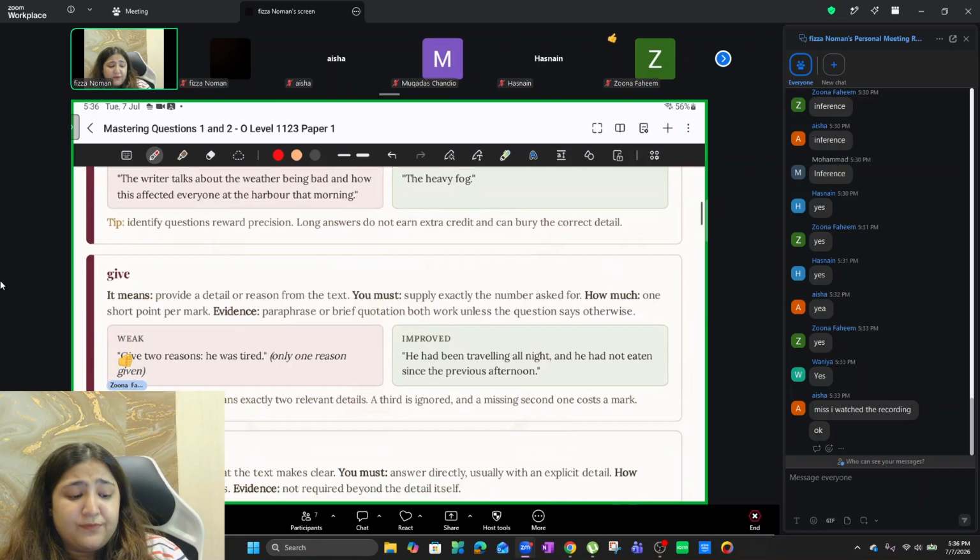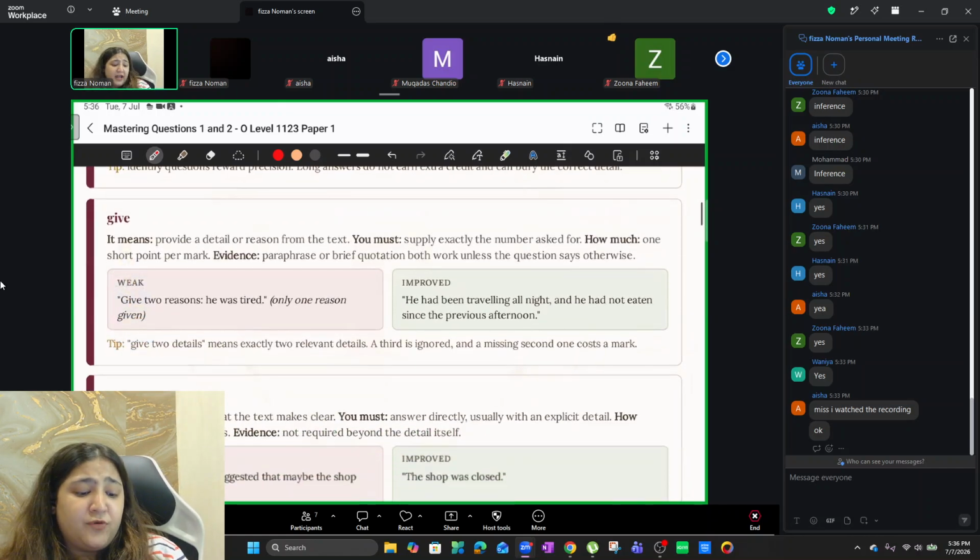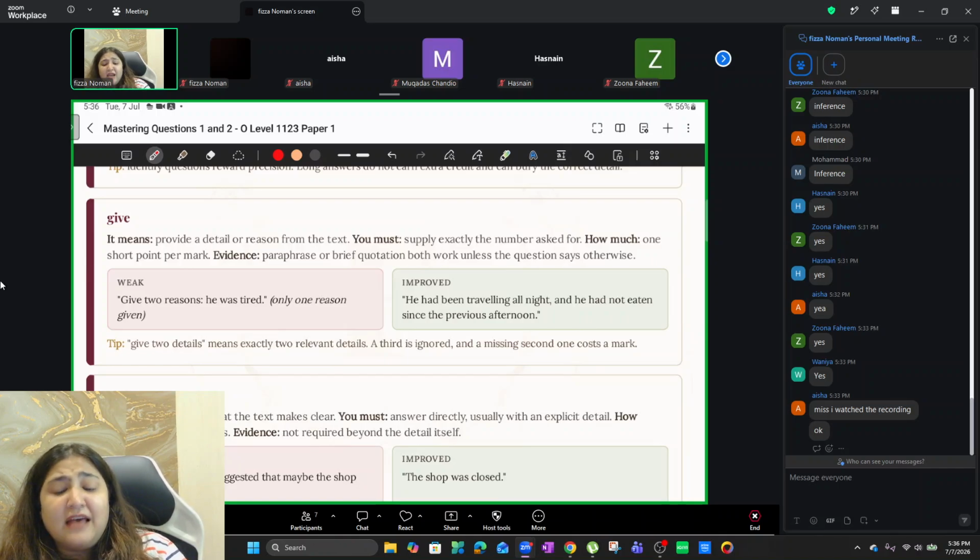Okay. Give. Give is again a very simple command word. It means provide a detail or reason from the text. Again, you must supply exactly the number asked for. In this case, let's suppose they can ask you to give 2 details. If it's a 2 marker, then you write 2 points, okay? That's more than enough. So how much? One short point per mark. Evidence, paraphrase, or brief quotation both work unless the question asks otherwise. In this case, it's a 2 marker, and if the command word explicitly tells you, only then you go beyond that. If not, generally speaking, give is a command word where only points are needed.